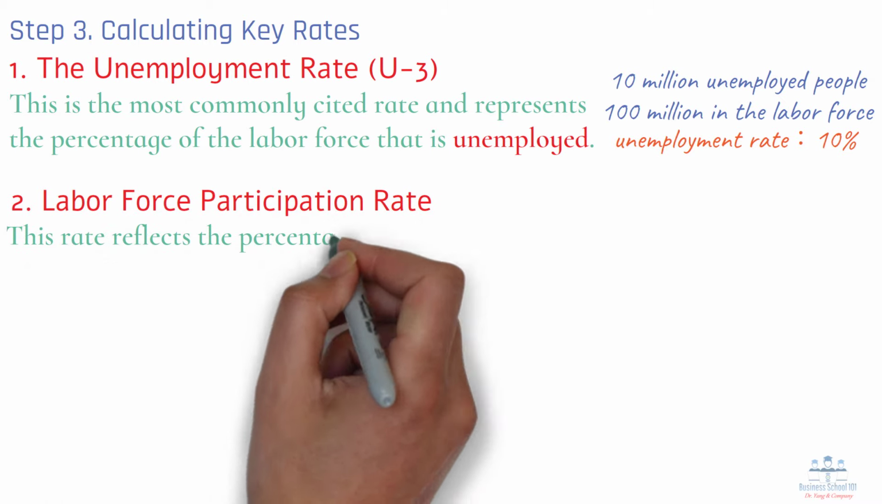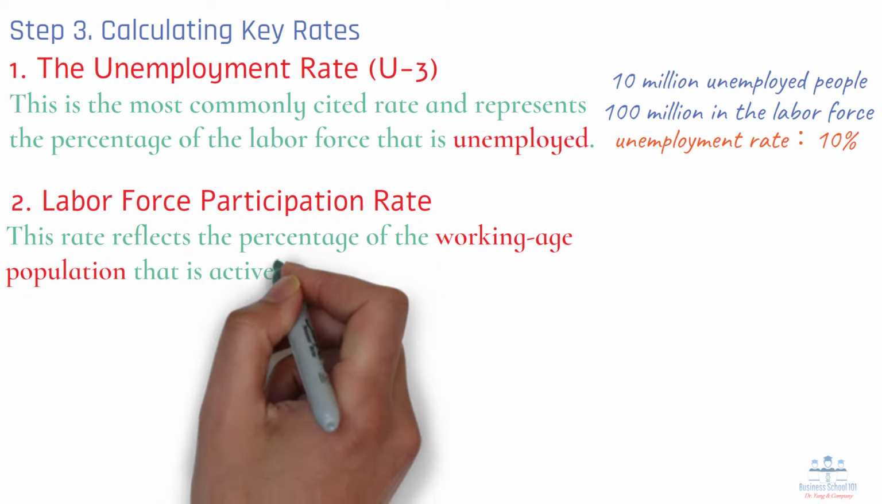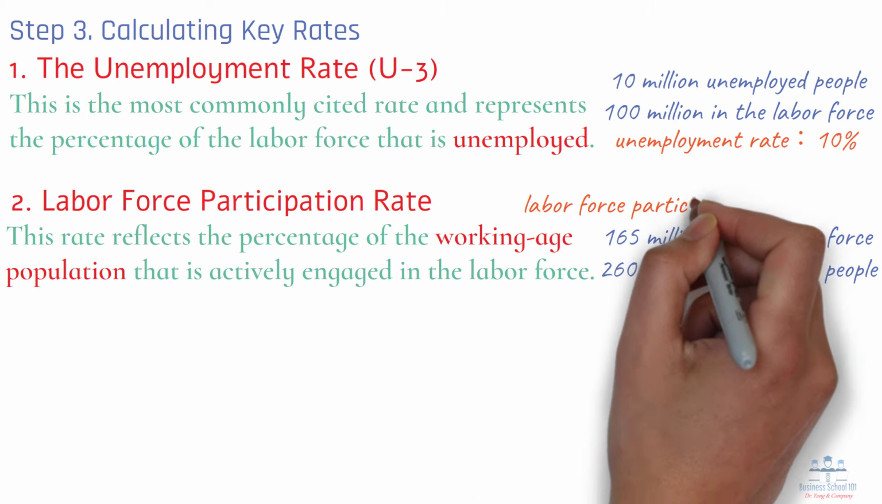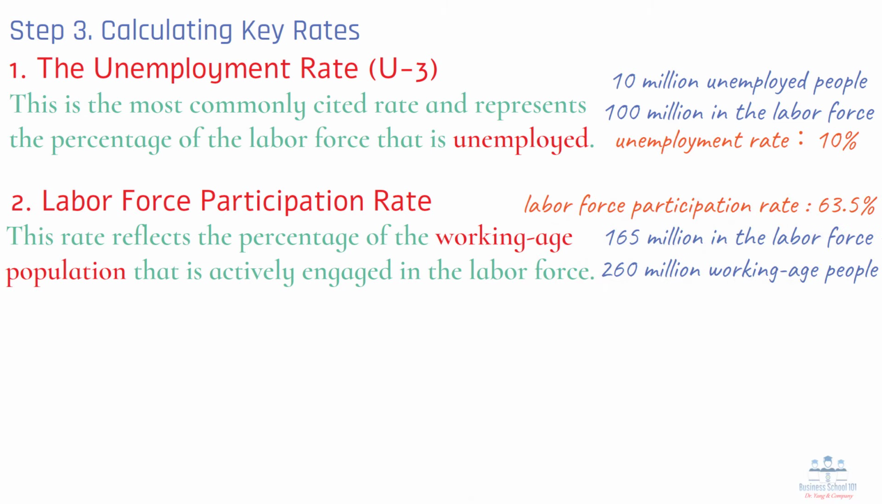Number 2. Labor force participation rate. This rate reflects the percentage of the working age population that is actively engaged in the labor force. For instance, if there are 165 million people in the labor force and the total working age population is 260 million, the labor force participation rate would be 63.5%.